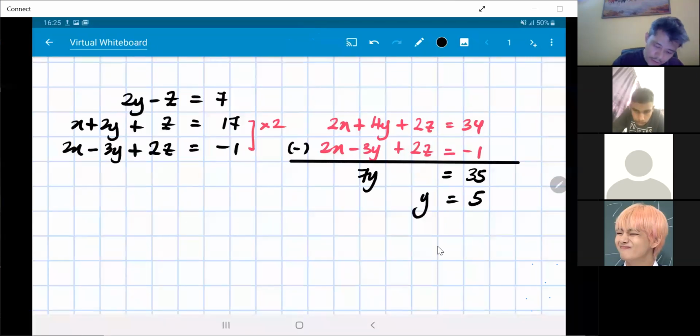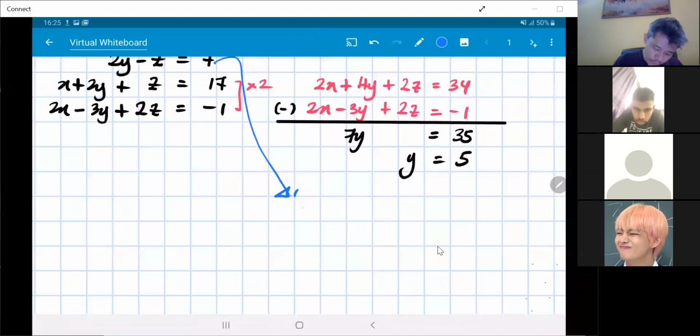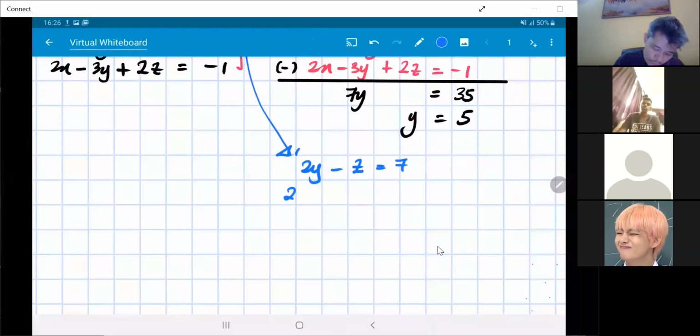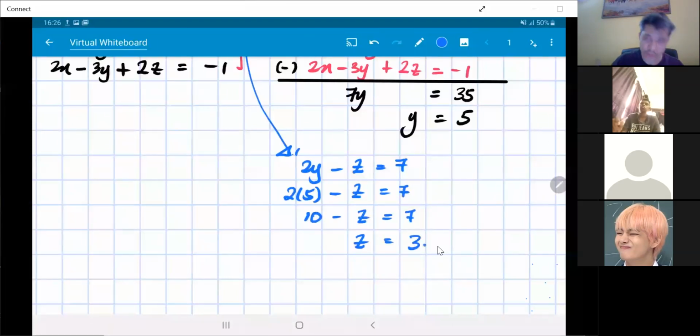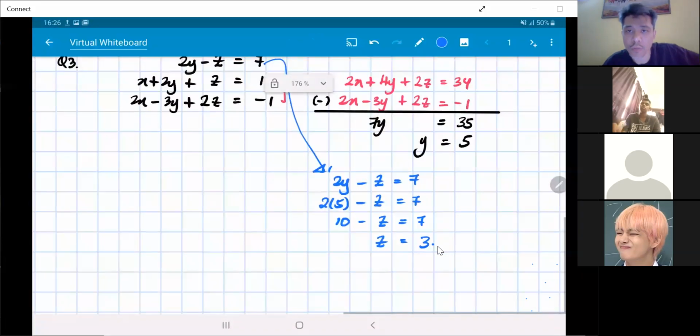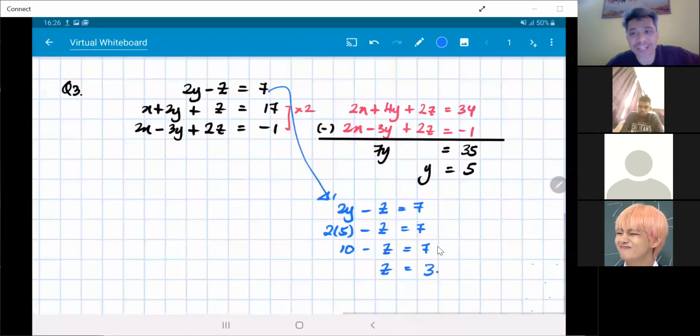So understand this, from here, I pull it here. So we already know 2y minus z equal to 7. We already know y, substitute inside. That means here 2 times y, which is 5, minus z equal to 7. 10 minus z equal to 7, which means z is then equal to 3. Done. Okay? So this question is unique because the question itself indirectly tells you which one to maintain.